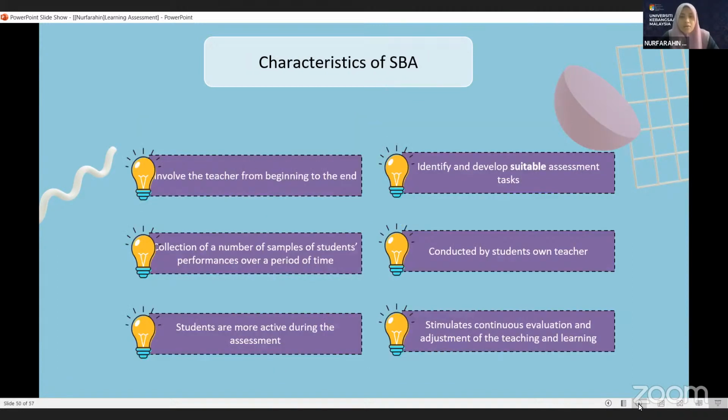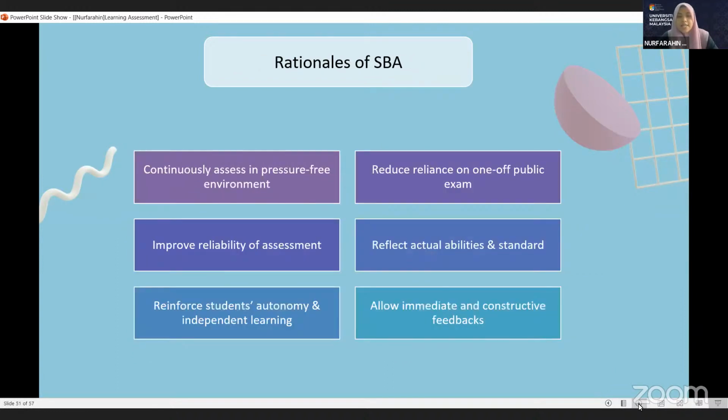Now, there are many characteristics of school-based assessment. It involves the teacher from beginning to end. It collects a number of samples of students' performances. Students are more active, and we have a range of suitable assessment tasks. It is conducted by the students' own teachers, and it stimulates continuous evaluation and adjustment of teaching and learning.